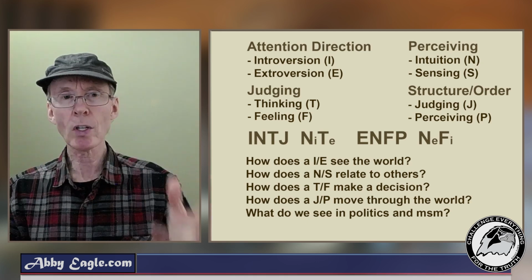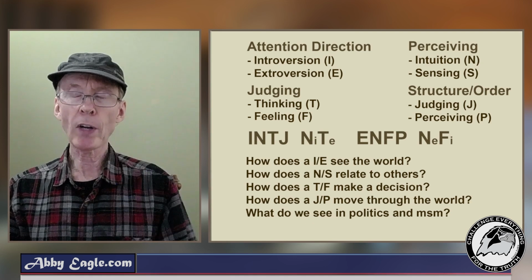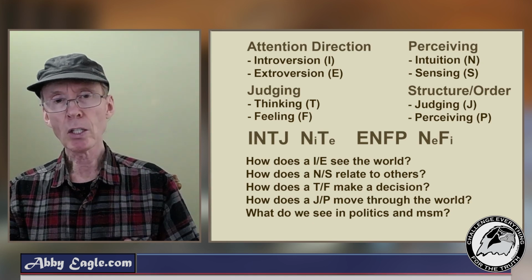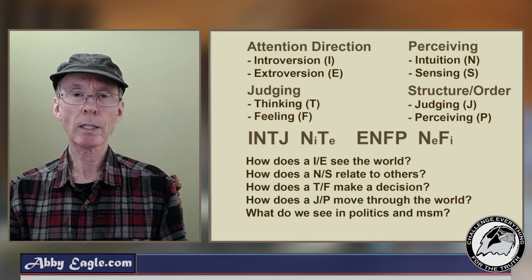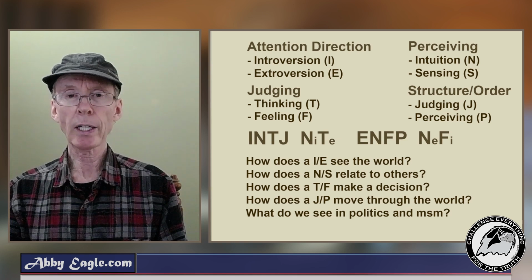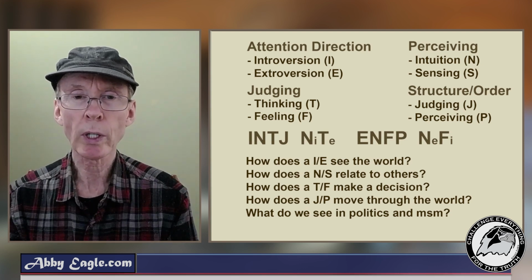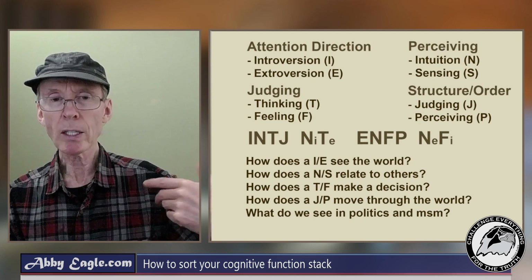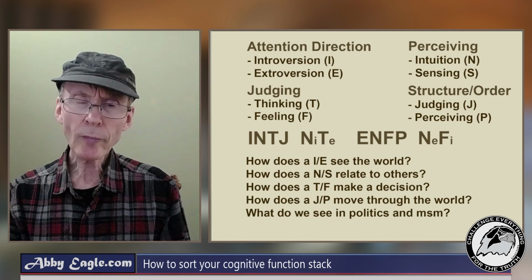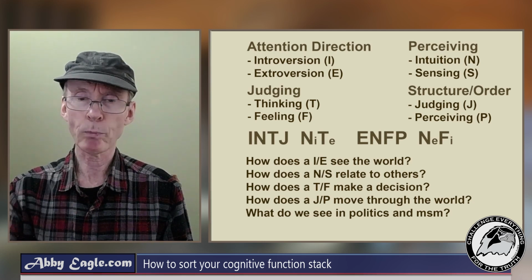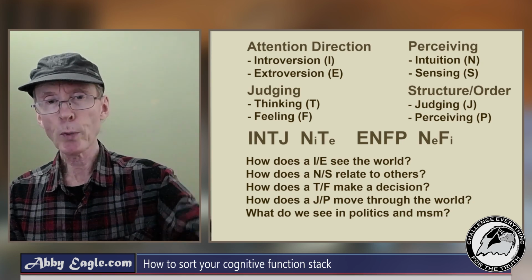So there's the four dichotomies. Attention direction: introversion, extroversion. Perceiving functions: intuition, sensing. Your judging functions, how you make a decision, that's thinking or feeling. And your structure and order, how you move through the world: judging or perceiving. So let me just show you quickly how it works. I'm an INTJ, all right? There's 16 personality types, but I didn't want to list them all. So I just put INTJ.